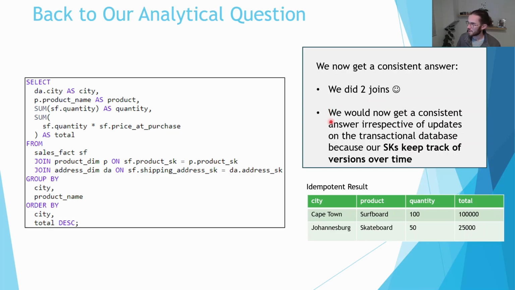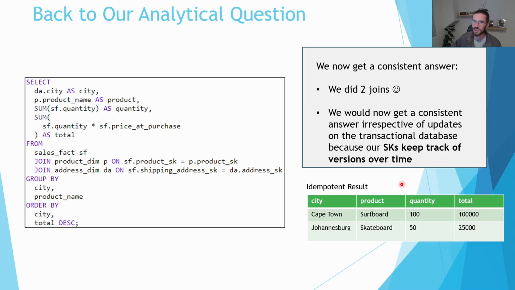And most importantly, we get a consistent answer irrespective of updates on the transactional database, because our surrogate keys, I should say, in combination with our natural keys, keep track of versions over time. So we get an idempotent result. Idempotency is just a fancy way of saying that if I run my analysis query on Tuesday, I should get the same result on the next Tuesday, right? It's basically that when I give inputs into a function or process, I should get the same result every time.